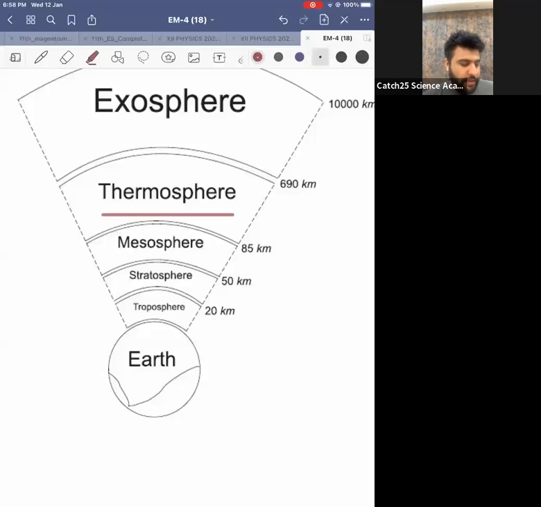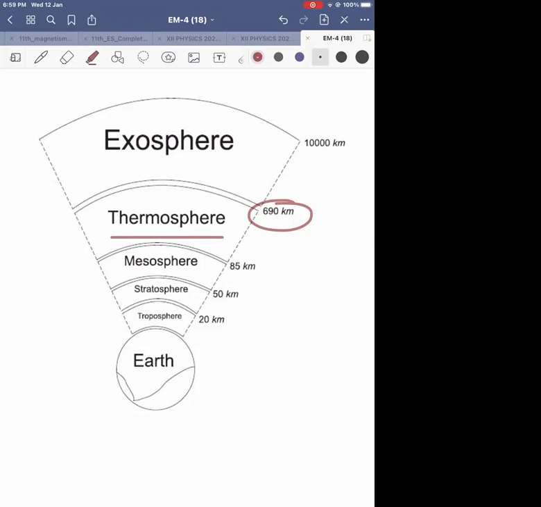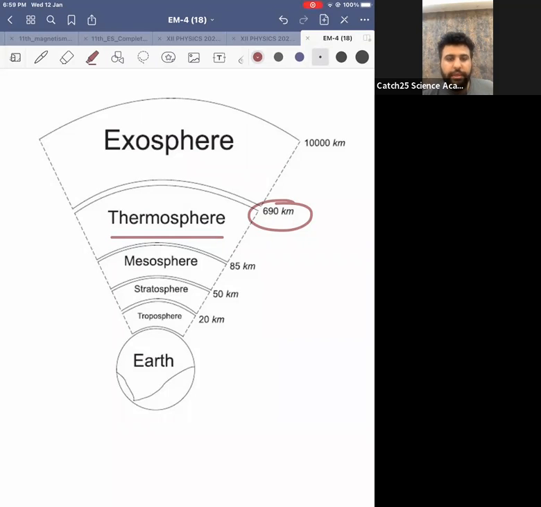Fourth side heading, thermosphere. I hope you can write the first point of thermosphere on your own. What is the first point of thermosphere? It is at a distance of 690 kilometers from the surface of the Earth.